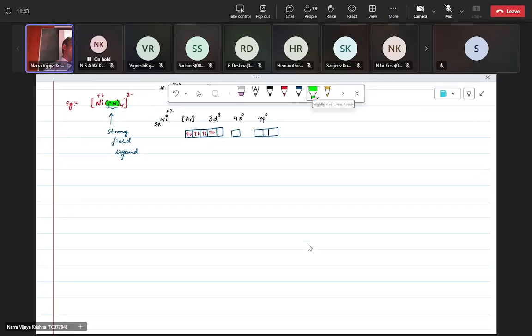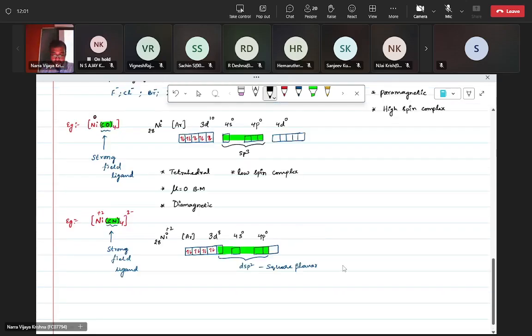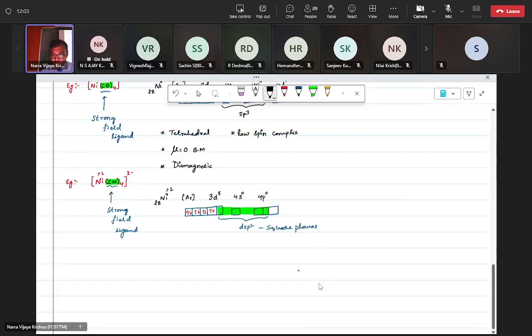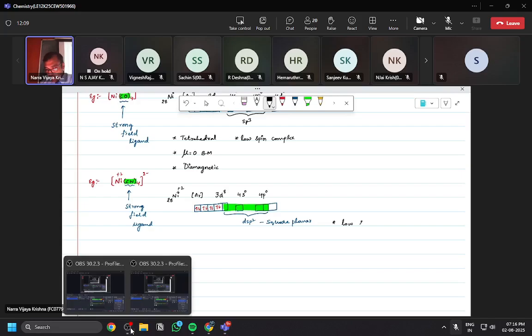And how many ligands are there? 4. 4 ligands means what should be the hybridization? Now dsp2 hybridization. If it is dsp2 hybridization, geometry is square planar. Now tell me whether it is low spin or high spin complex. Paired up. Yes, low spin complex.